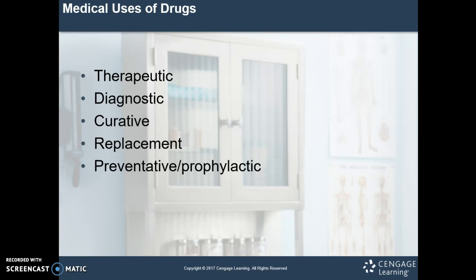Curative, a medication that helps to remove an agent that causes disease, and an example here would be antibiotics. Replacement therapy. These are agents used to replace chemicals that are deficient or missing within the body, such as insulin and other hormones. Also vitamins. Maybe some of us don't get enough vitamins in our diet depending on what we eat or what we can't eat. So that's a replacement therapy.